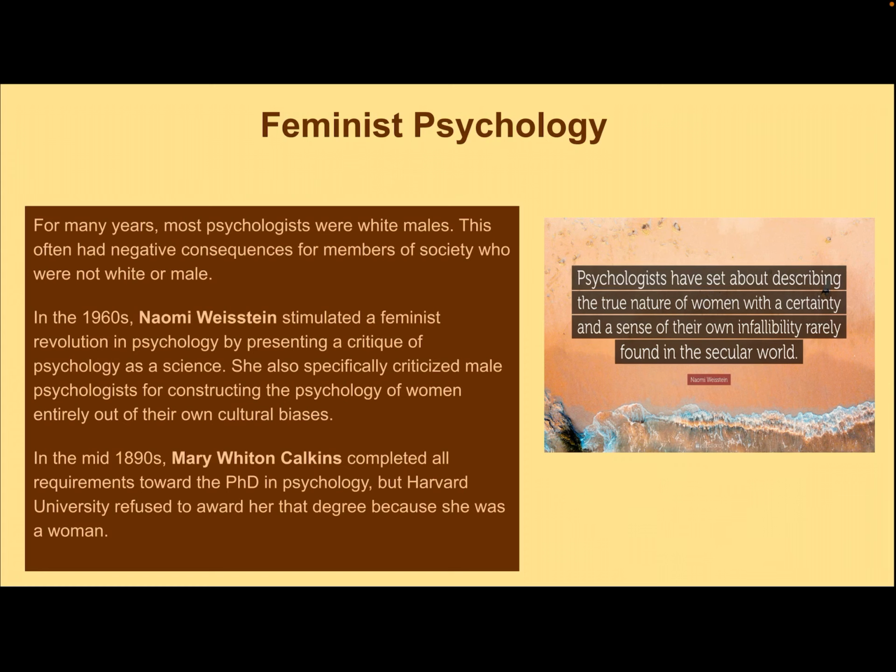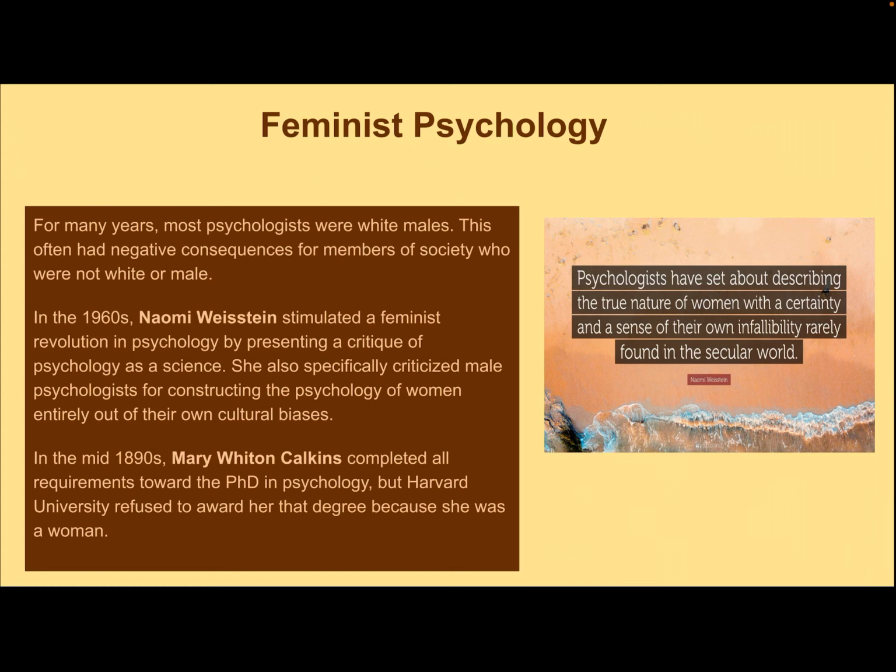So in the 1960s, a Jewish woman named Naomi Weinstein started the feminist revolution in psychology by really critiquing psychology as a science. She was saying it's not scientific if males are constructing the psychology of females completely out of their own cultural biases. Psychology has already acknowledged that there are cultural biases, yet we have a bunch of men sitting here telling us how women think. So Weinstein really started this movement, and feminist psychology took off from there.